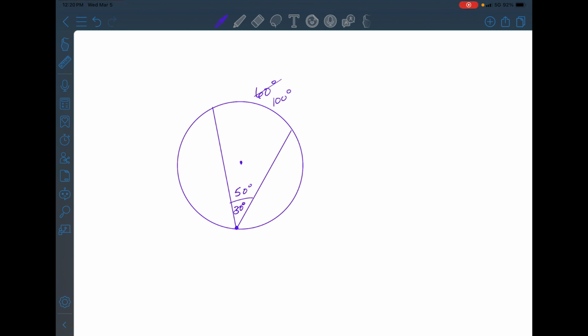It's the same thing with the arcs: minor, major, and semicircle. It doesn't change the way we name the arcs. It just means the arc it makes and where the angle is, where the vertex is. We also call this the intercepted arc. So if I had angle ABC, its intercepted arc, meaning the arc that it makes, would be arc AC.